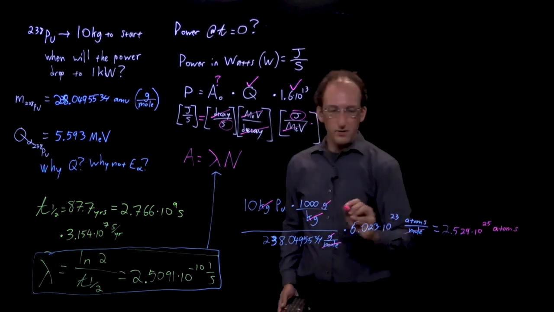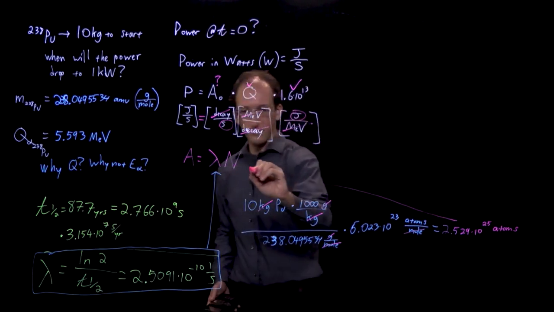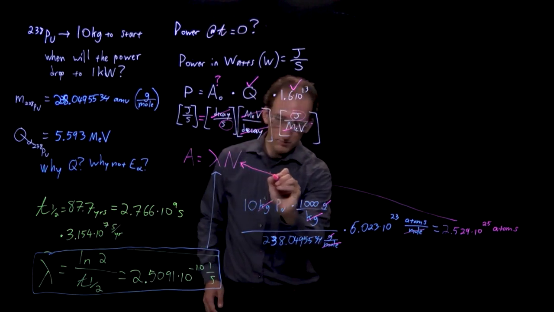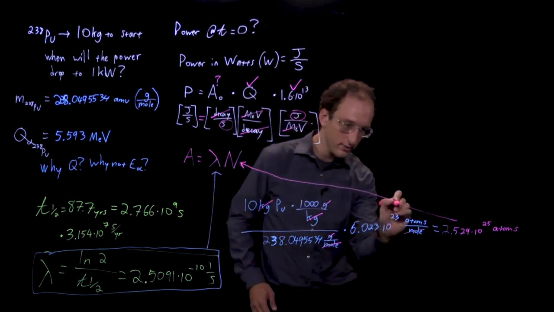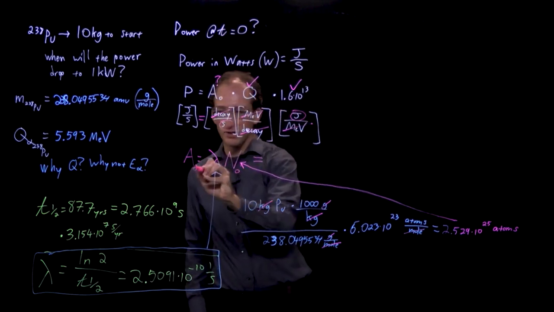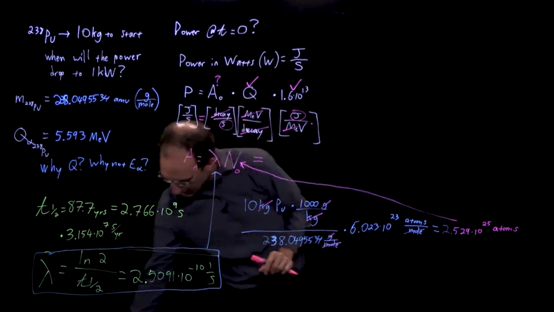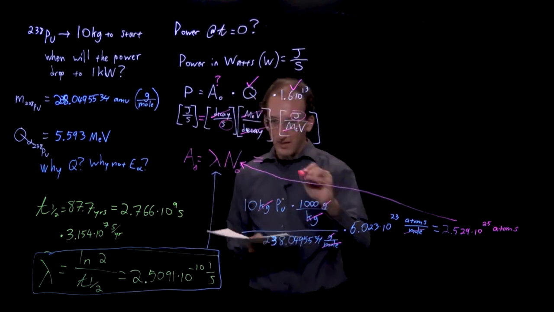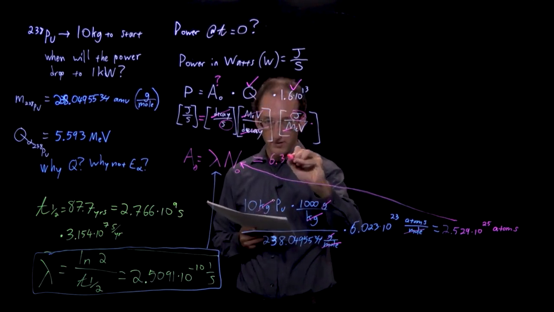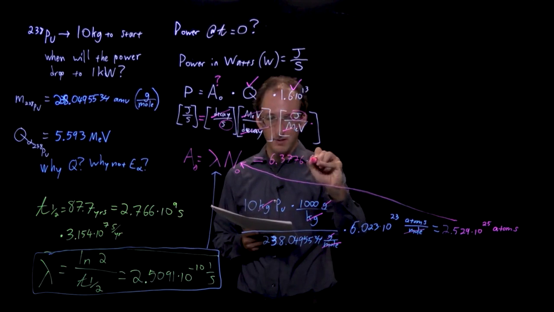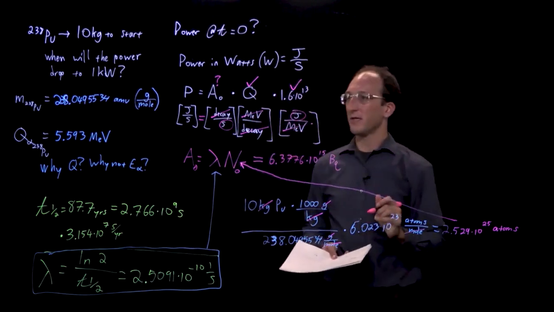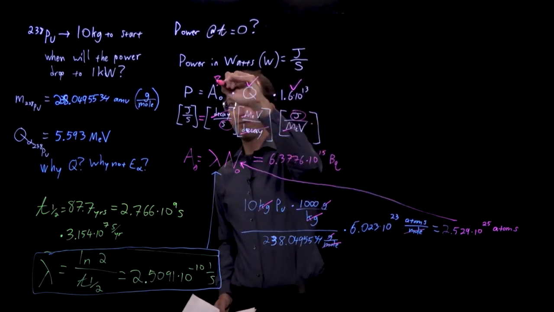So finally, we can take that value right there, make that line a little bolder for you guys, and we can get our initial activity because we have the initial number of atoms. We just multiply those two together. We get initial activity of 6.3776 times 10 to the 15 becquerels. Great. So now we've got our A naught.